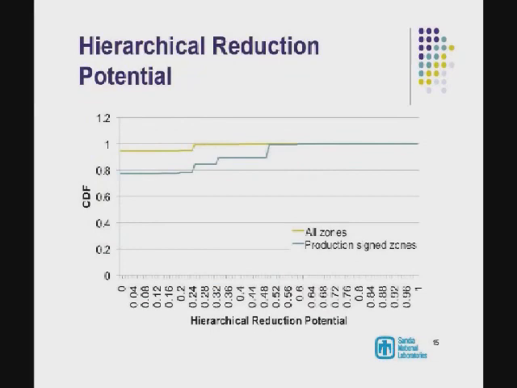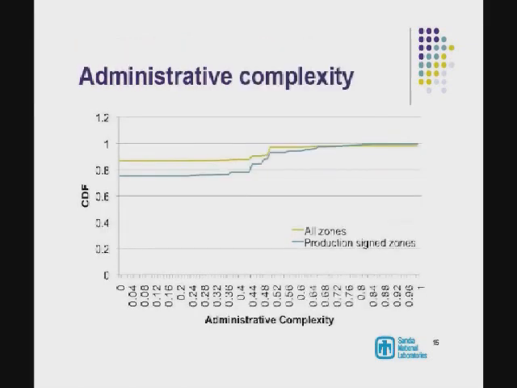And so if we look at the way this turned out for hierarchical reduction potential, if we look at all zones, it was about 8 million zones that we analyzed for this from our data, and we found that about 95% of them had a 0 hierarchical reduction potential, which is good. There were about 11 or 12% of the production signed zones that had a non-zero hierarchical reduction potential.